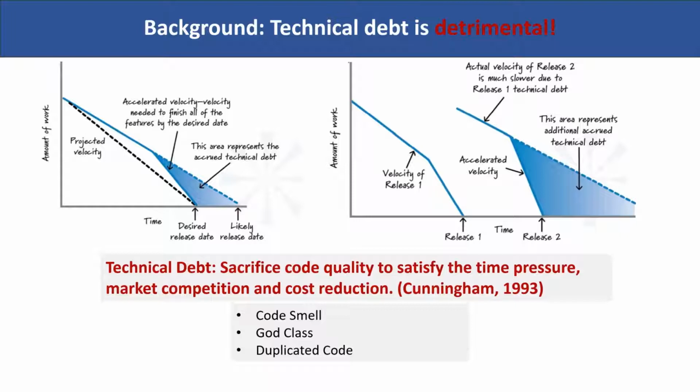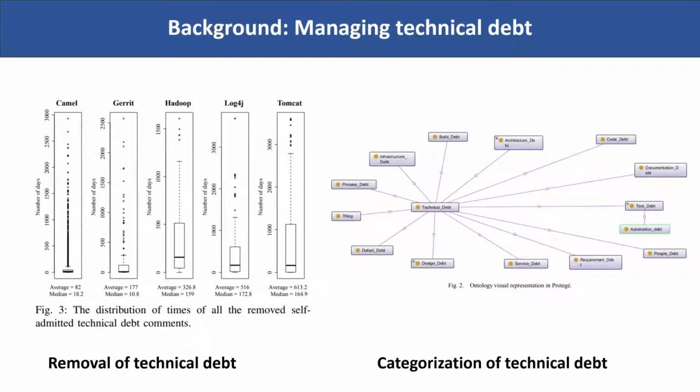This figure shows that technical debt is bad. Technical debt can lead to an increasing burden in the future. For example, it can cause more bugs and more changes. Considering the negative impact of technical debt, previous studies investigated the management of technical debt.